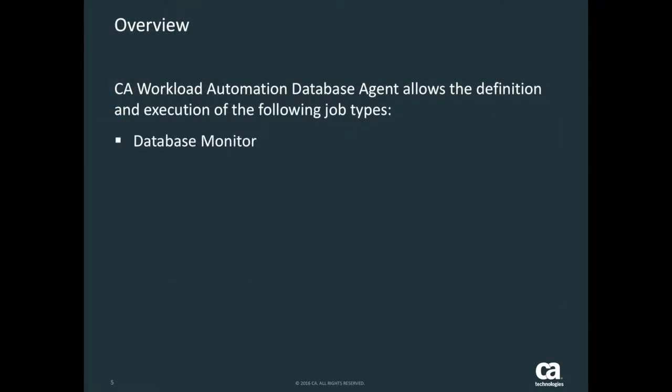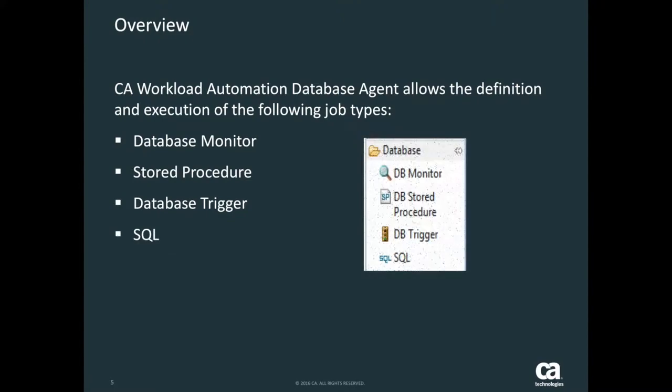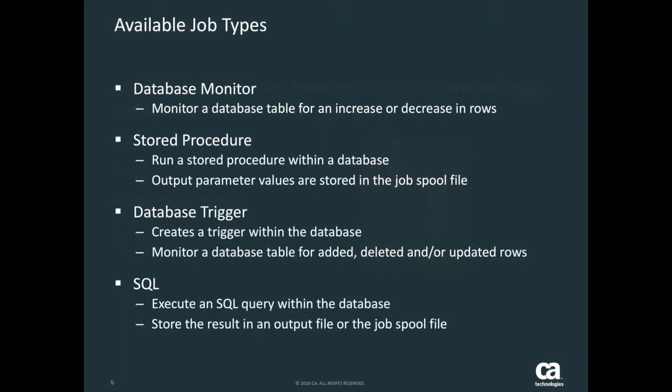The database agent allows the use of 4 additional job types. Let's take a look at these in a little more detail. Database monitor jobs can be used to detect a row increase or decrease within a table. Stored procedure jobs allow a procedure to be executed within a database.